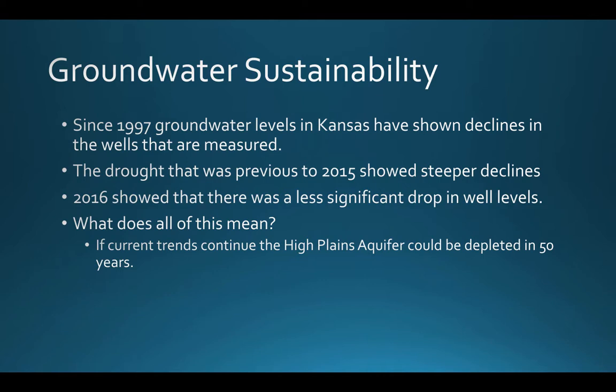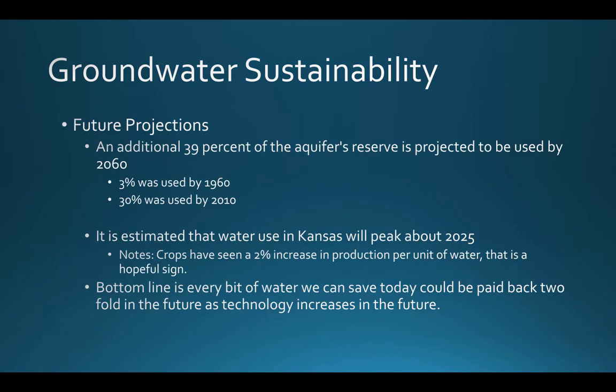So what does all of this mean? Well, it really means if the current trend continues, the High Plains Aquifer could be depleted within 50 years. And this, I think, is probably where Governor Brownback came up with this 50-year vision for us. So let's continue to look at some of those future projections that have been put out there.